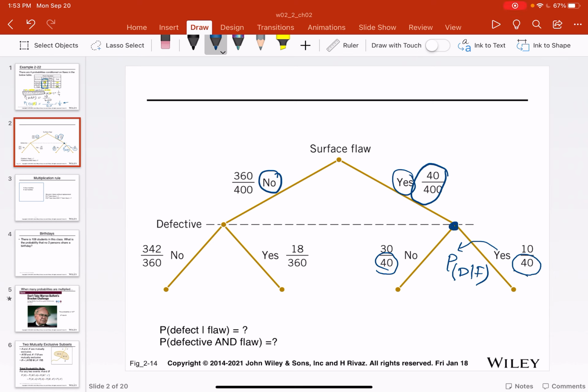Right? So this node, it means that it's already flawed. It has a flaw, sorry. And this one, it means that it doesn't have a surface flaw. So just remember that the numbers that you see at the lower branches of this tree, this can continue, right? These are all conditional probabilities. This means that the previous event has already happened. So here, for example, I condition on F. And that's why this number is 40, right? And here I condition on not a flaw, 360. So that's why the number is 360. Any questions? Okay.